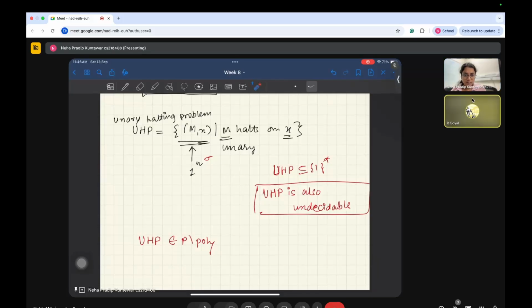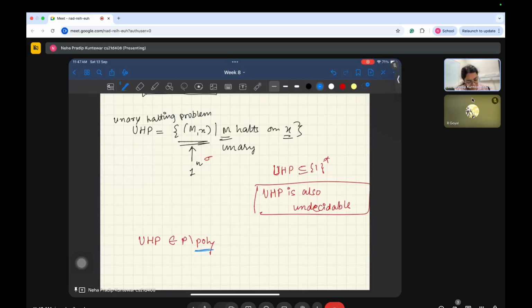So then, since UHP has been encoded into a number of ones, I need to check whether the Turing machine halts over the input x or not. Exactly. And I need to give a fruitful advice so that we should be able to decide whether to accept or not. So what would the advice be? Now, okay, I'm unable to think. Yeah, you're almost there.